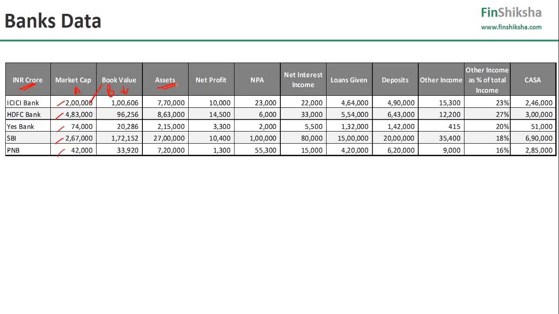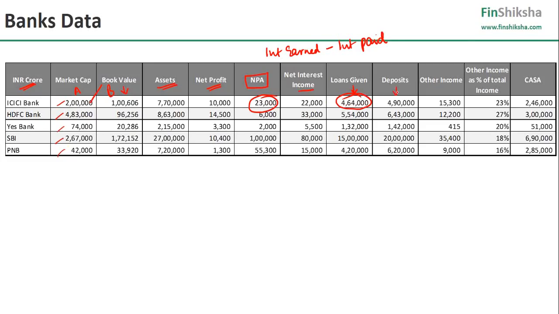Then you have things like the total assets of the bank, the net profit of the bank, and non-performing assets, which is how many of these loans that the bank has given out are not going to come back, an approximate number. Then net interest income, which is basically interest earned minus interest paid on the deposits. So who's making the highest net interest income? What are the loans given? These are the lending numbers of the bank. So you have to compare the NPA to the loans given effectively.